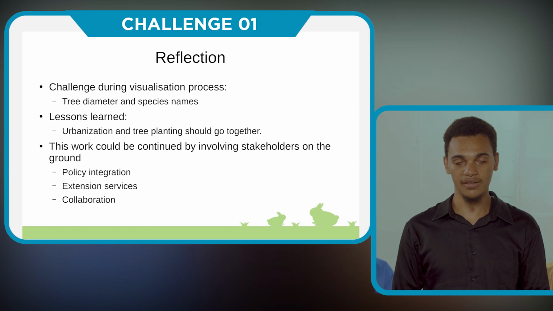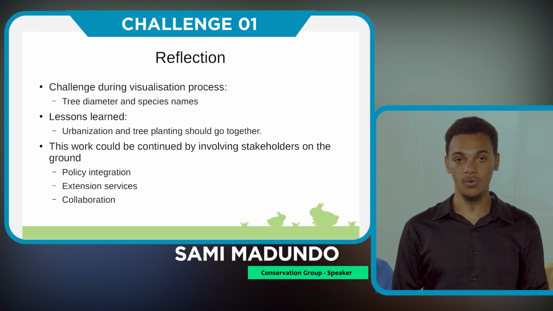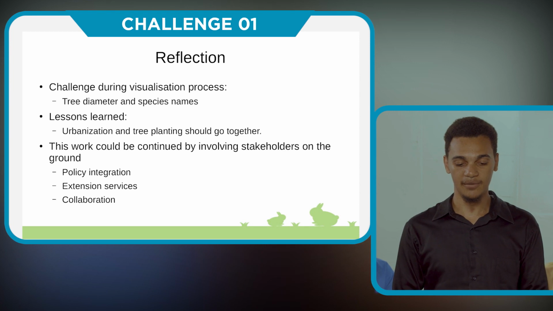Our work, of course, could be continued by working with the necessary stakeholders that we mentioned before, the NGOs, local governments, and decision makers, to make policies and therefore integrate our work with policies. For example, households may be required to have a certain amount of area to plant trees. We can also provide extension services or work with extension officers, and also collaborate with decision makers in their decision making.